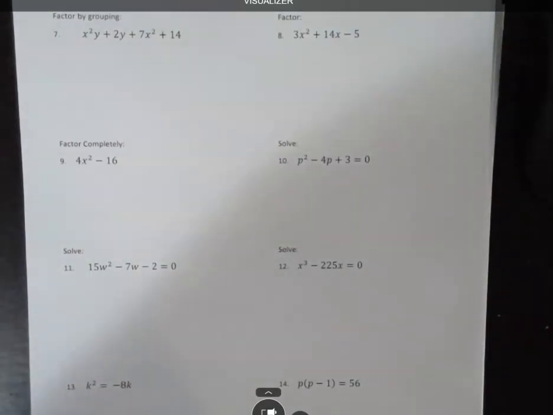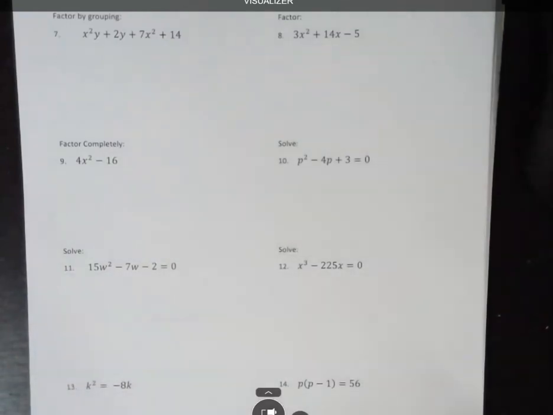Hi, it's Carly McAvoy. This is part 2 of the practice final for Math 97. These questions from 7 to 14 are mostly about factoring and solve by factoring.